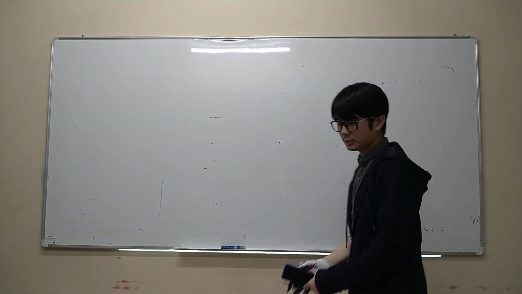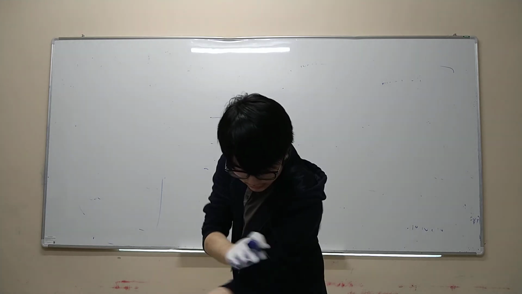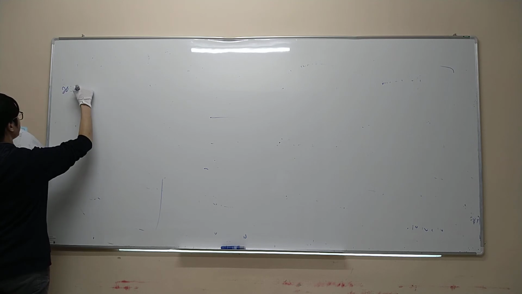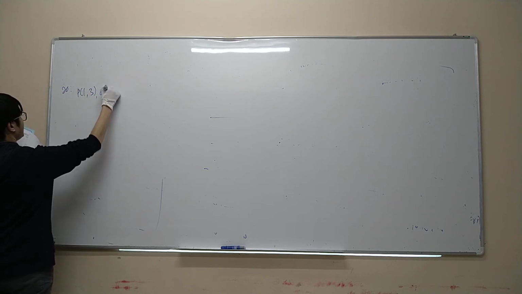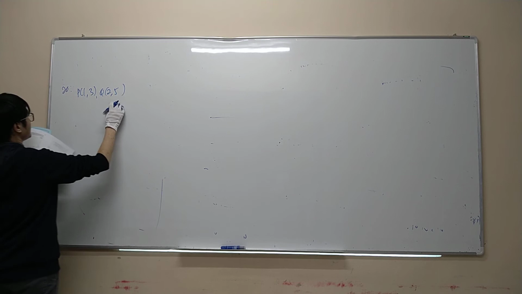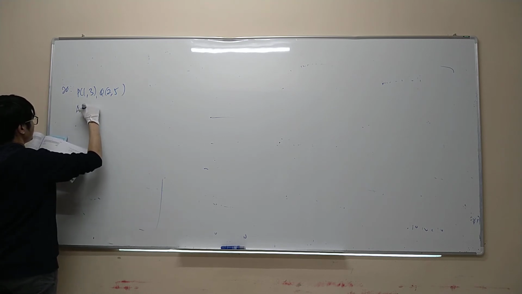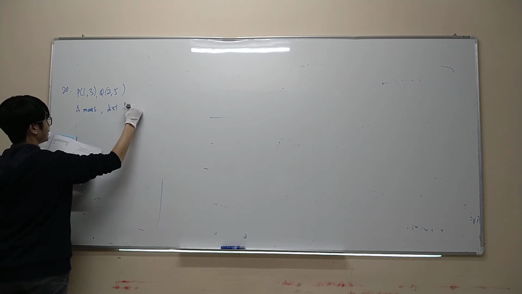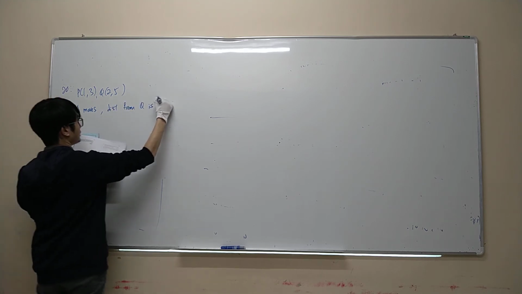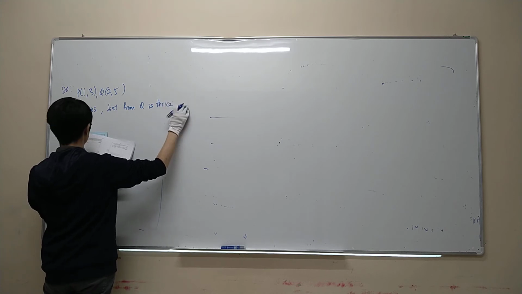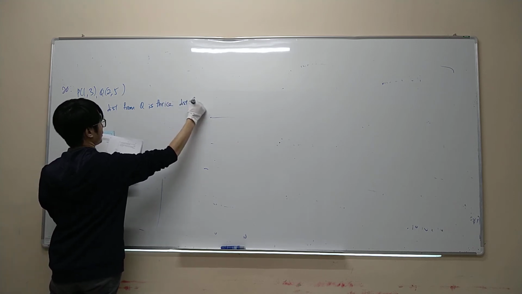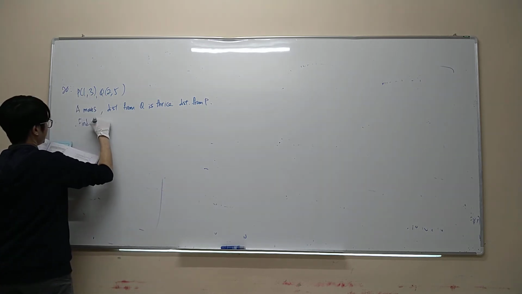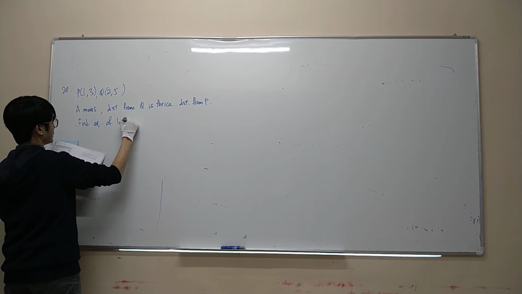Okay, let's go to the next question, number 20. What is number 20? Locus, coordinate geometry. P(1,3), Q(2,5). A moves such that the distance from Q is thrice the distance from P. Find the equation of the locus.